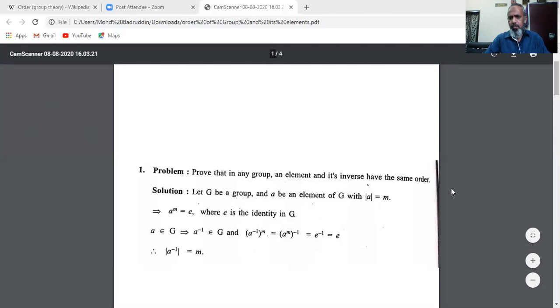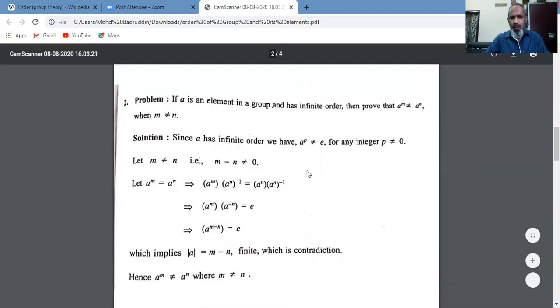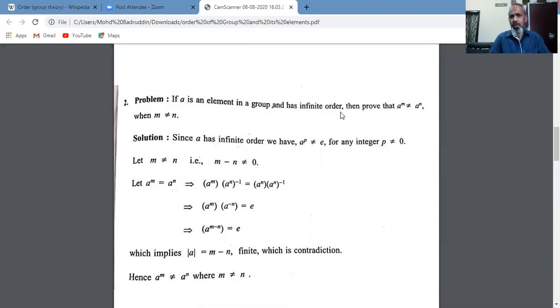Now, the next problem is, see here, if a is an element in a group and has infinite order, then prove that a to the power m is not equal to a to the power n when m is not equal to n. So if a is an element of a group G and has infinite order, it means there is no least positive integer n such that a to the power n is equal to e. Since a has infinite order, we have a to the power p is not equal to e.